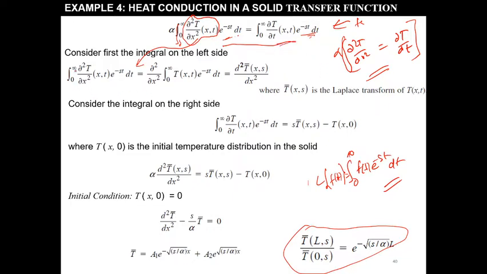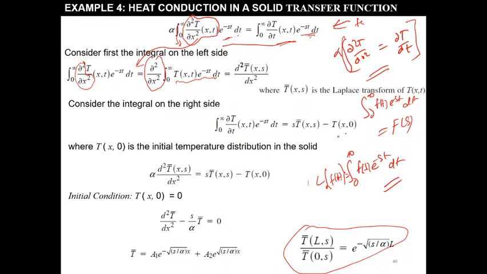Okay, so integral 0 to infinity of ∂²T/∂x² (x,t) e to the power minus st dt is nothing but ∂²/∂x², we have taken it outside, of this function. And we have taken T(x,t) e to the power minus st dt. Now tell me, integral 0 to infinity of f(t) e to the power minus st dt, what is this? You can write F(s). Yes or no?